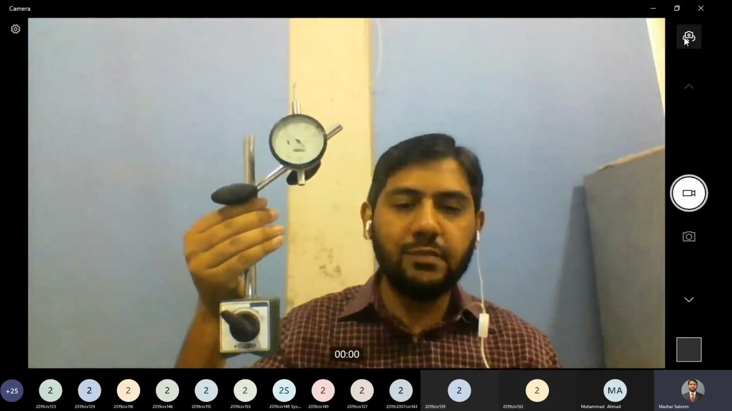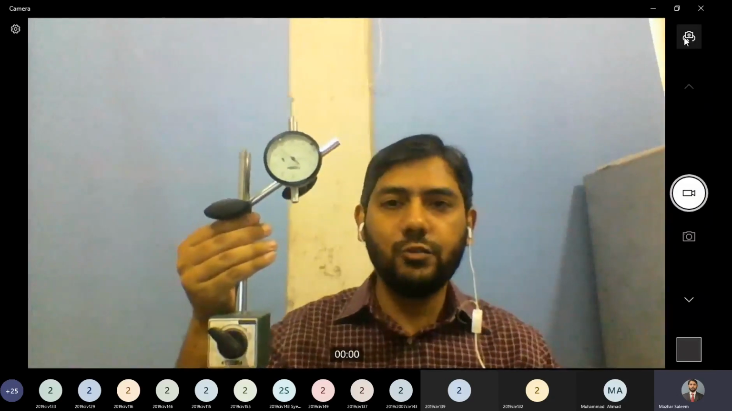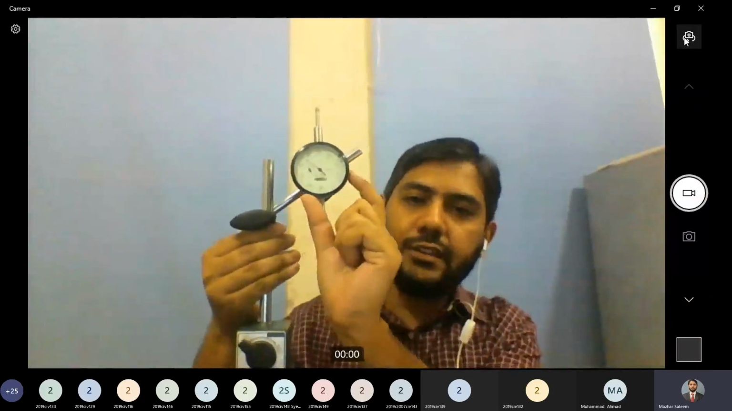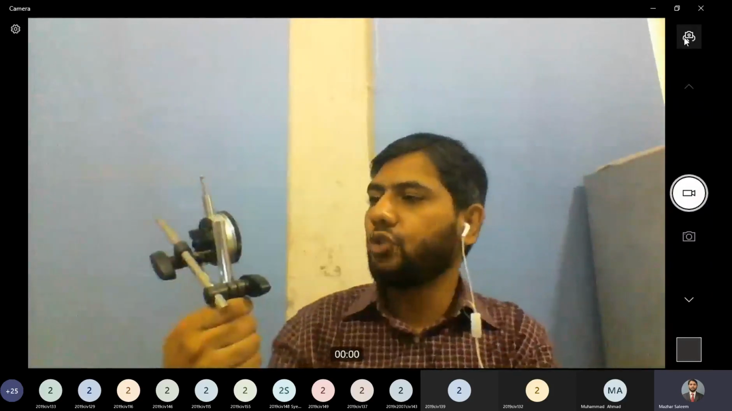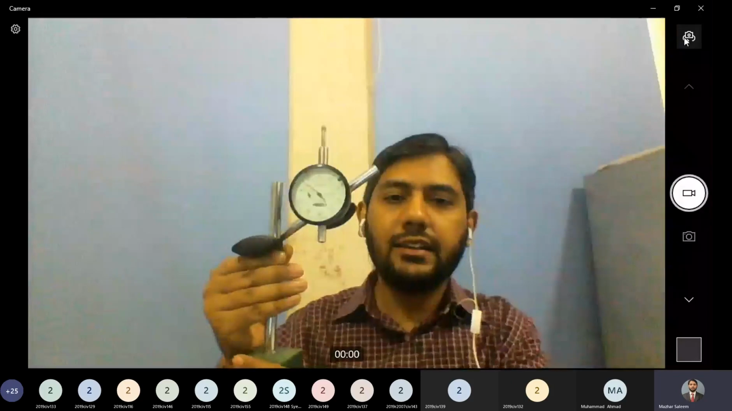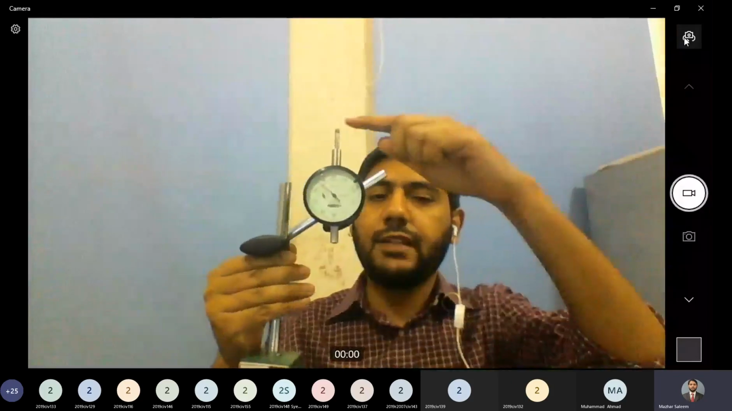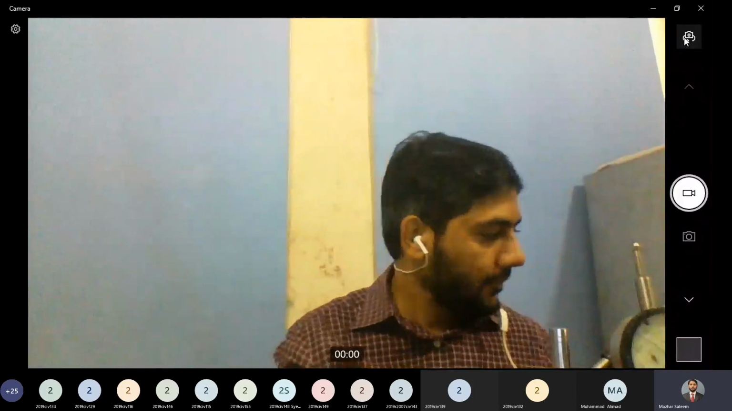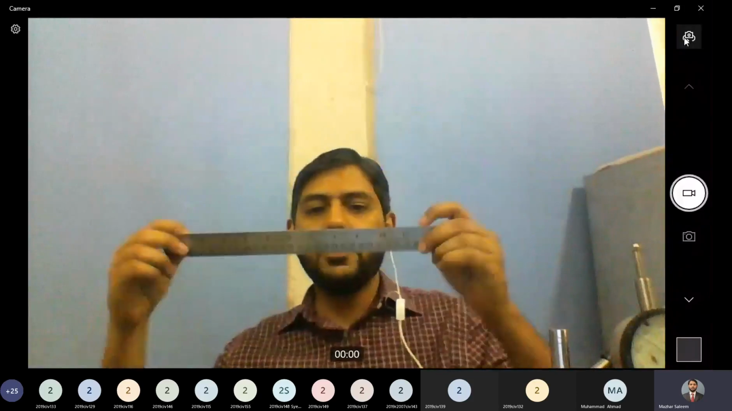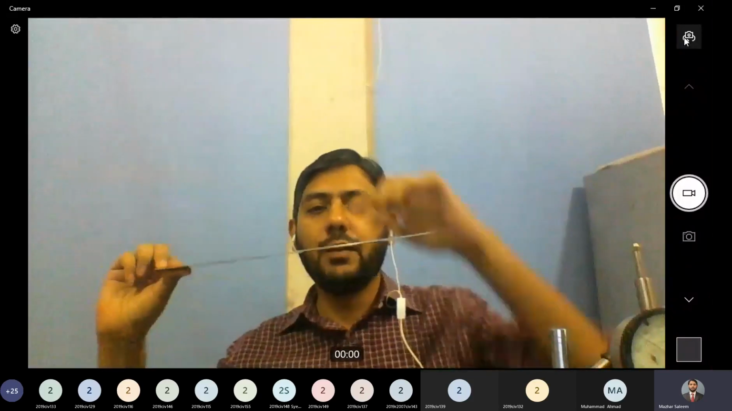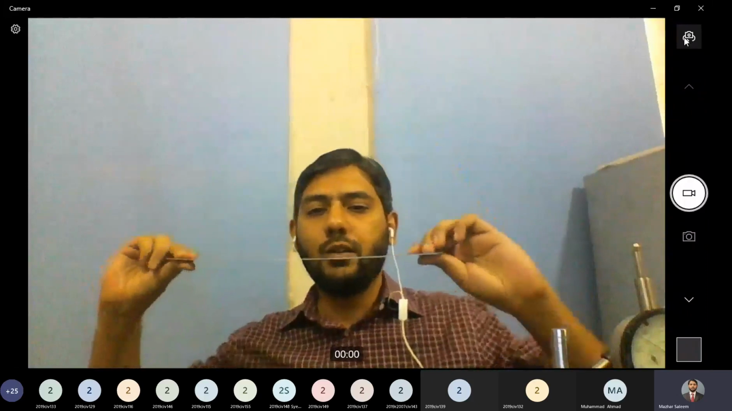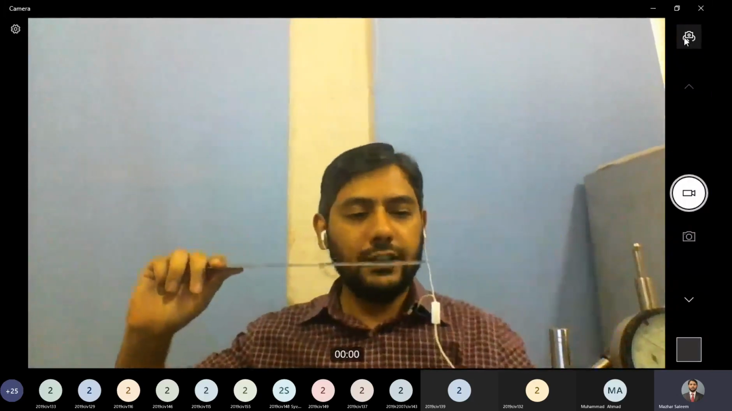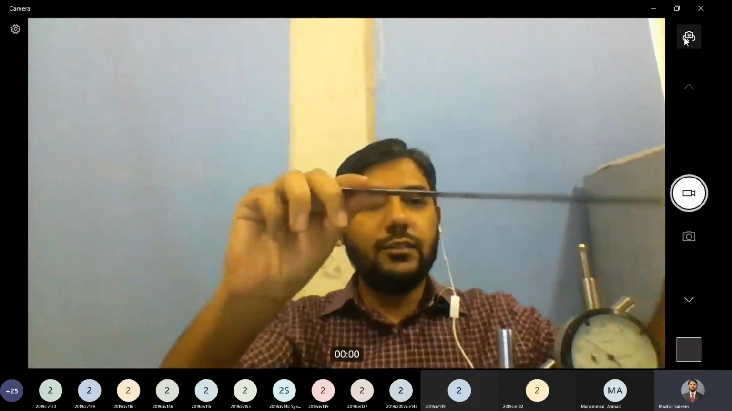As its name indicates, we use this instrument to measure deflection. It has a gauge here, which is graduated in terms of inches, and let's say we have a beam. Now supposedly, if this is a beam, and for this beam I want to measure deflection when I apply load. So what happens when I apply load? It deflects down.